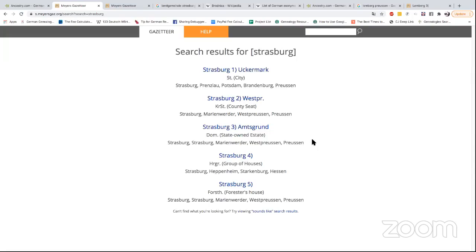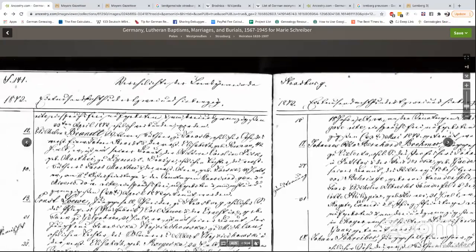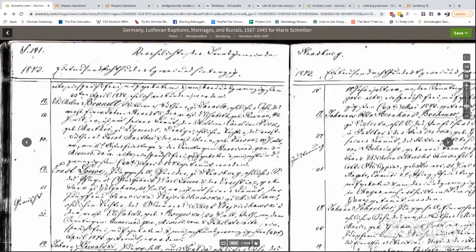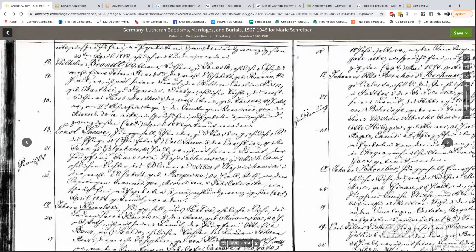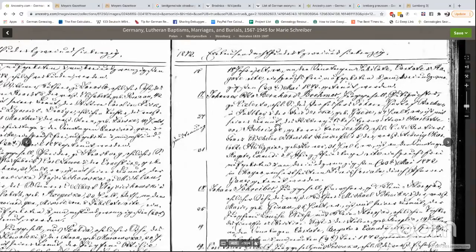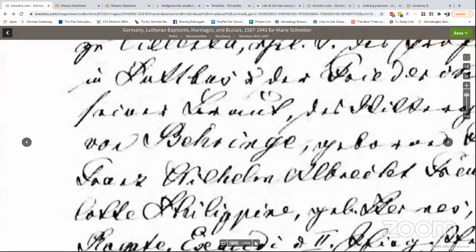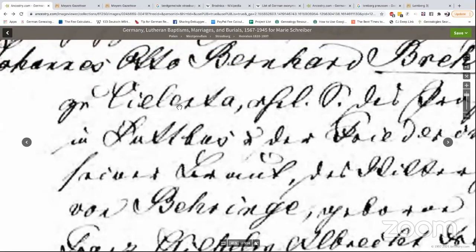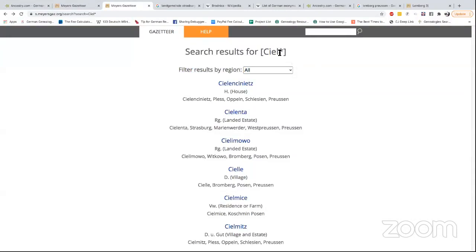So then I went back to the record itself and I started looking at the other towns around here. And one of them, here's a town. This is a town that had come up a couple times. And I thought it was Cielesta. This is kind of weird handwriting. But that turned up no results on Meyer's Gazetteer. But this CIEL was pretty clear. So I typed it in to Meyer's Gazetteer using the asterisk to represent the letters I wasn't sure about. And I see these results.